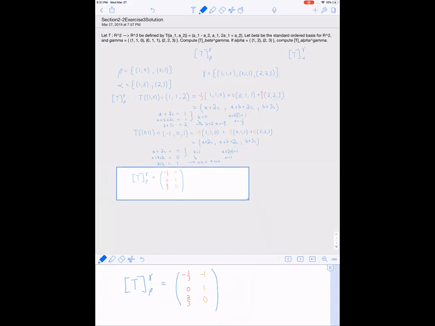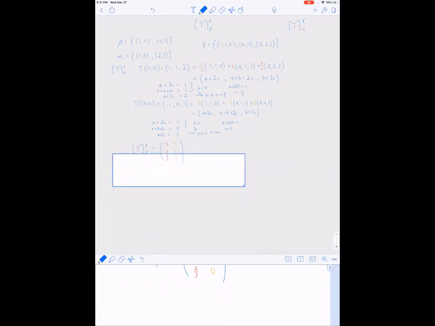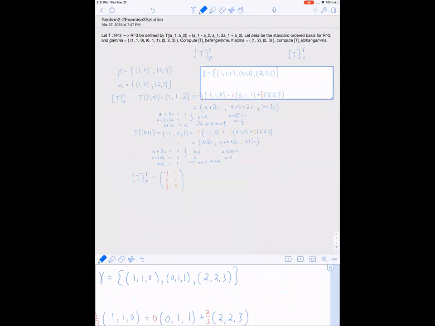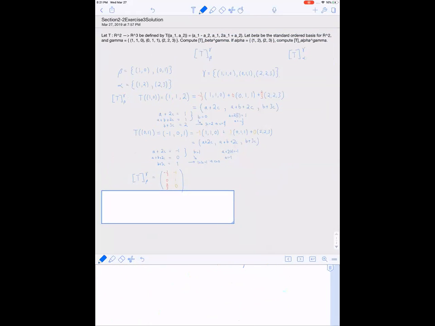Read left to right, like a normal way of reading a matrix, it's negative 1/3, negative 1, 0, 1, 2/3, 0. Right. So then we're also asked to compute T with respect to alpha and gamma. So we're going to do the same process, except we're going to apply T to each of the vectors of alpha in turn instead of the vectors of beta. So let's do that now. T of the first vector of alpha, that's T of 1, 2.